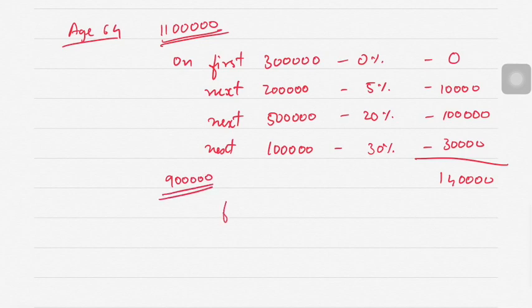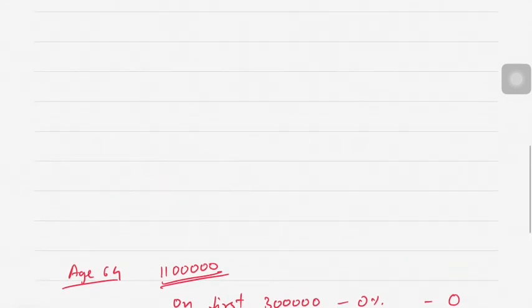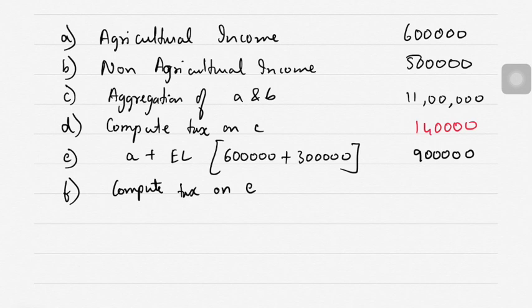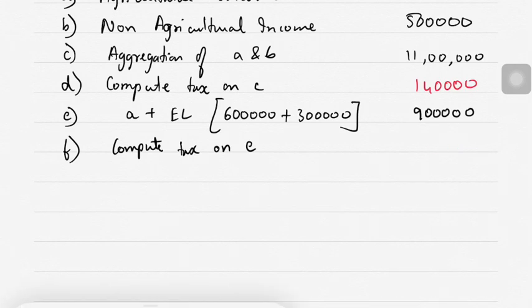So in case of 9 lakh, on first 3 lakhs, it's going to be 0%, so 0. Then next 2 lakhs, 5%, so 10,000. Then next 4 lakhs, 20%, so 80,000, which makes this 90,000. So my tax on E, that is tax on 9 lakh, is 80,000. No, 90,000, sorry. 90,000. Okay.